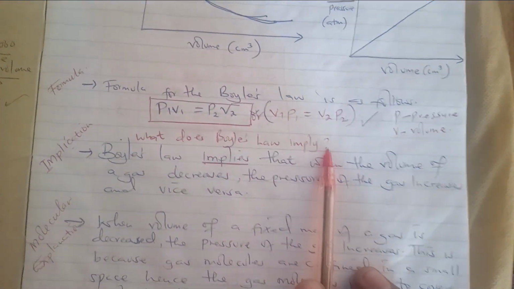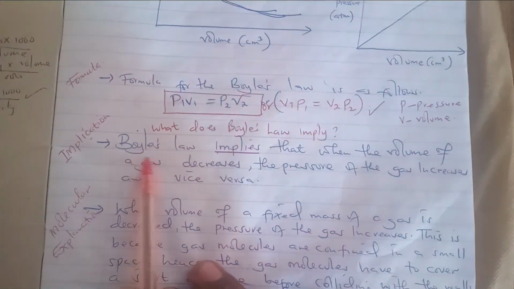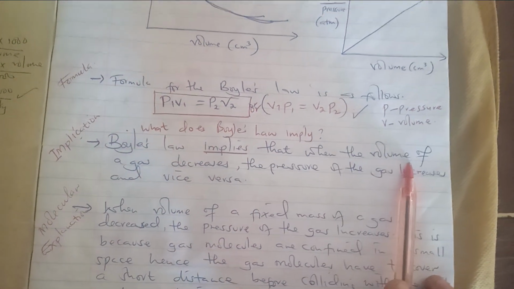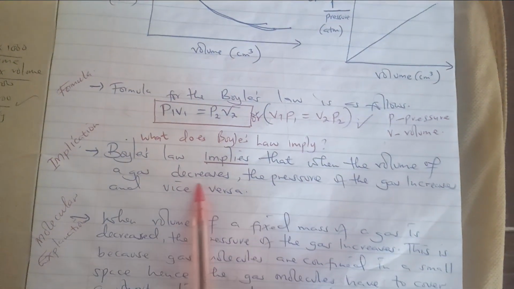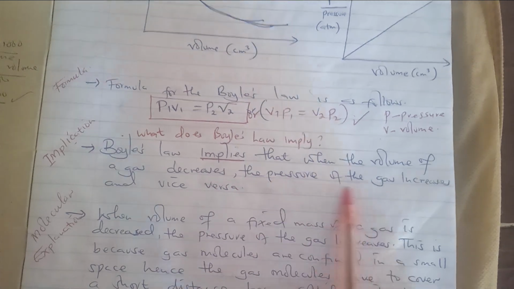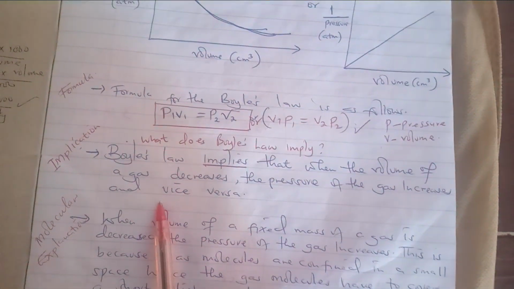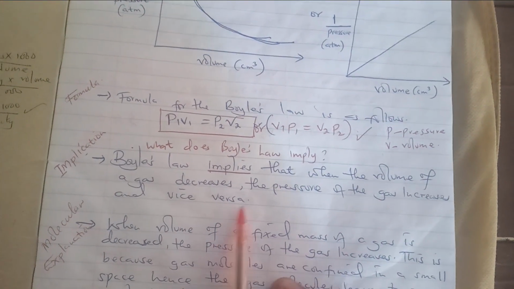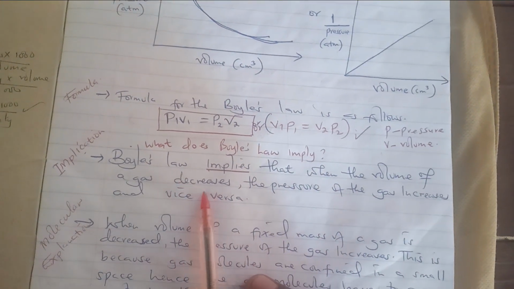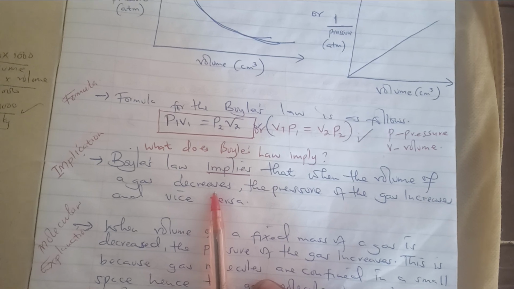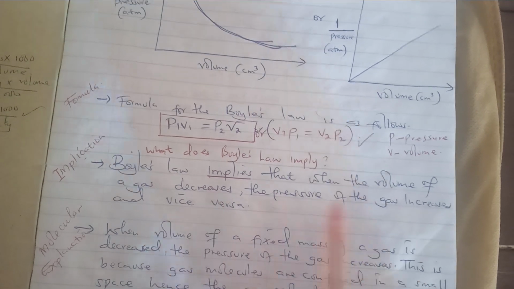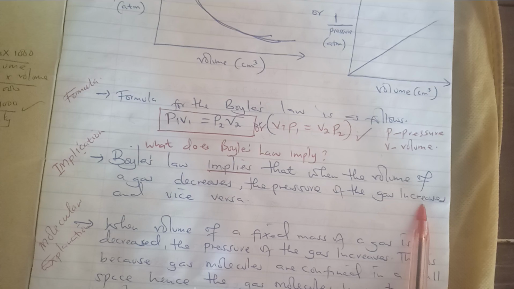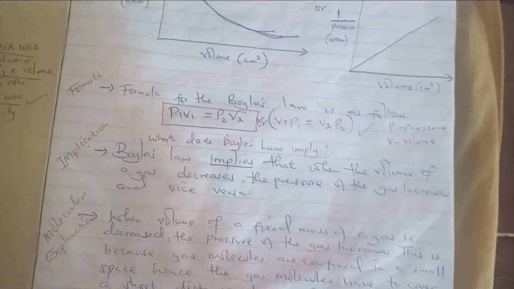What does Boyle's law imply? Boyle's law implies that when the volume of a gas decreases, the pressure of the gas increases, and vice versa. Vice versa means when the volume increases, the pressure decreases. That is what it means.